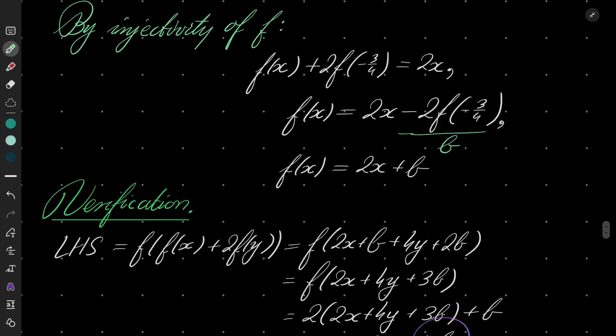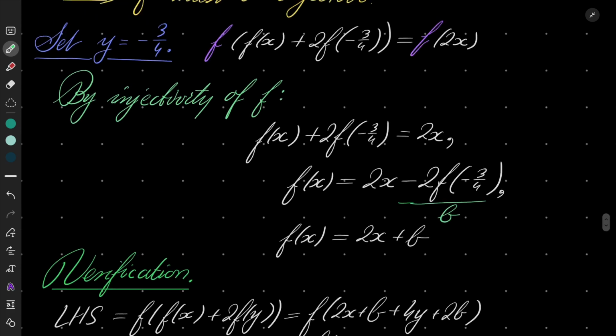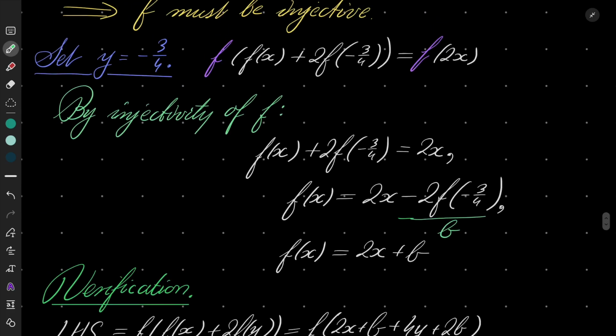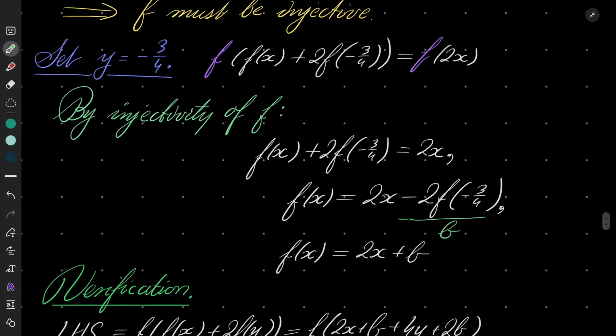By injectivity, I have made a suitable substitution, or set suitable variables, whatever, and I have reduced my problem to the following: f of something on the left-hand side, f of something on the right-hand side. By injectivity, arguments must be the same.